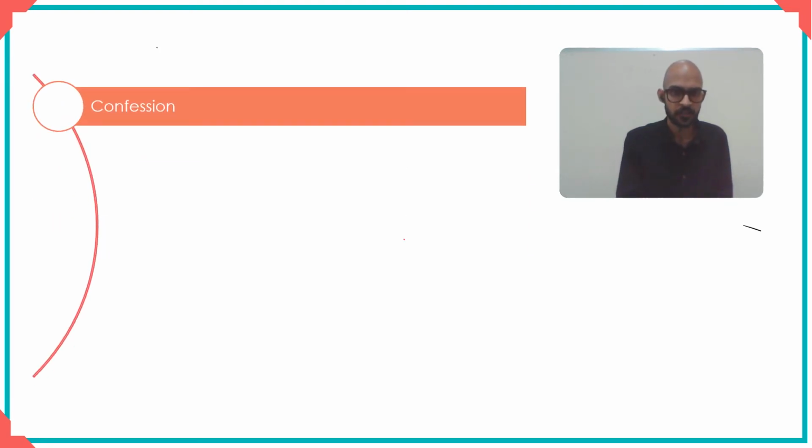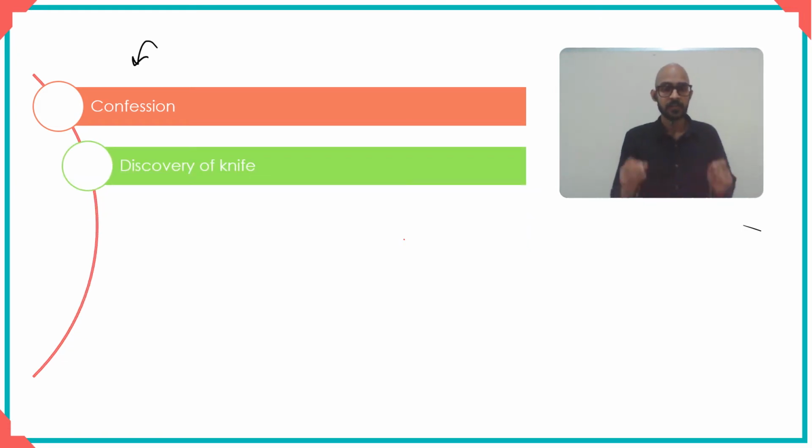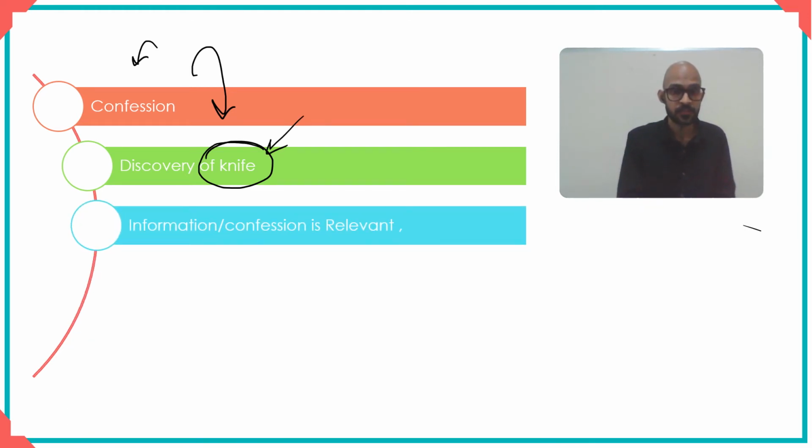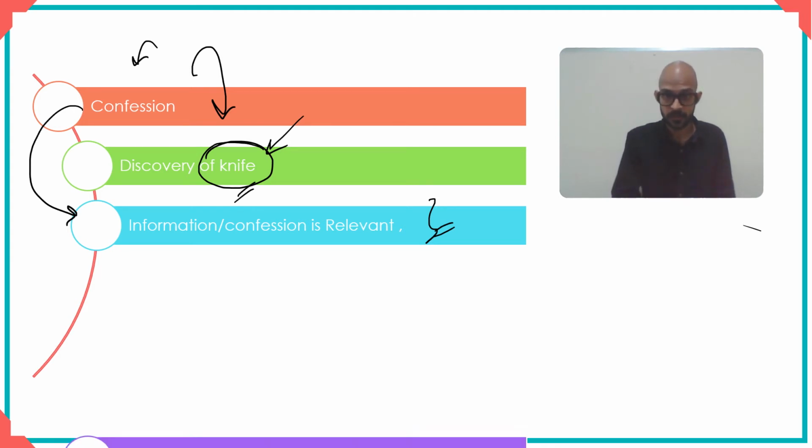Let us say there is a confession made by a person who is in the custody of the police. Now, as a result of his confession, he says that he killed this person with a knife, and after killing that person, he put the knife underneath a tree. That tree was a banyan tree adjacent to the place where he killed him, and he gives a description. Now, as a consequence of his confession, if the police discovers a knife, then that confession or information given by the accused is relevant, because this was discovered as a consequence of the information given to the police, right?